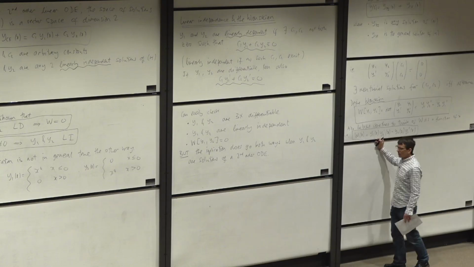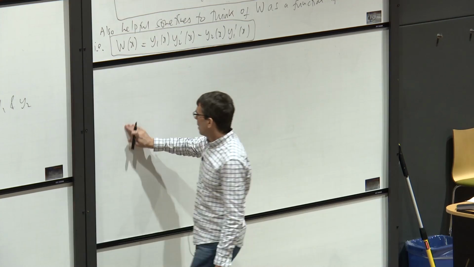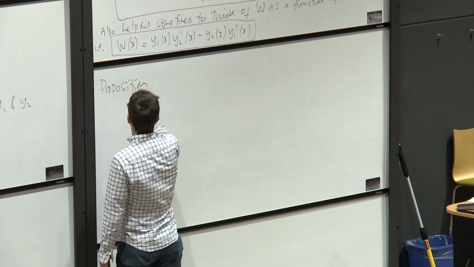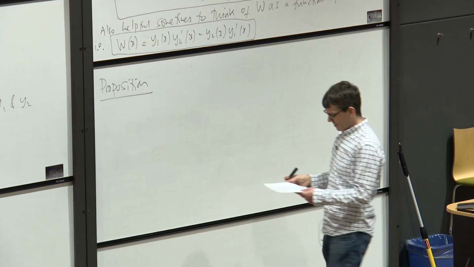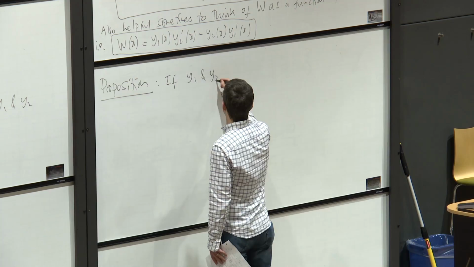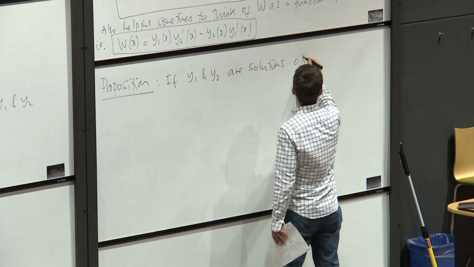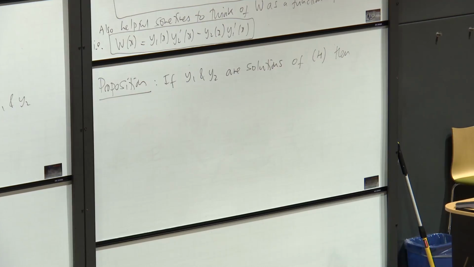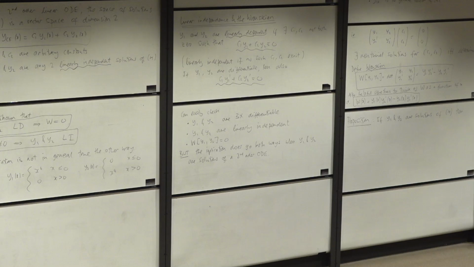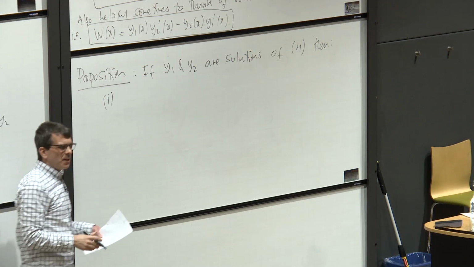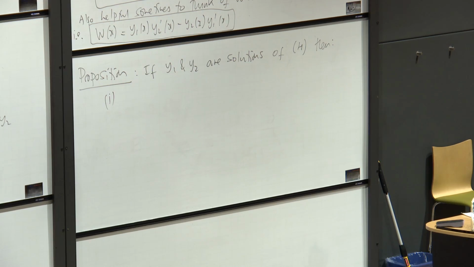So I'm going to prove this. I'm going to state a proposition, a proposition of two halves. So let's take y1 and y2 to be any two solutions of our second order homogeneous ODE. And then there are two things that we can say. The first thing is, the Wronskian is either zero everywhere or zero nowhere.